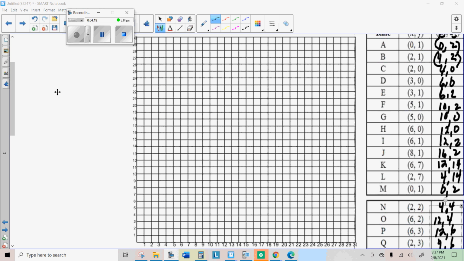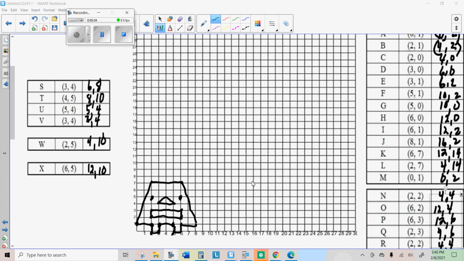Now we're going to start drawing Mug. Mug is the original x, y, so 0, 1 is a point. That's right there. Start there. 0, 1, 2, 1. 2, 0. 3, 0. 3, 1. 5, 1. 5, 0. And we kind of want to connect these points as we go. I'm going to let you continue that to create Mug.